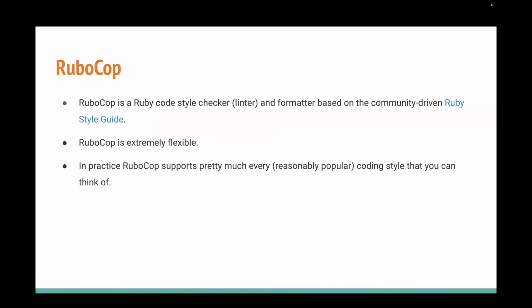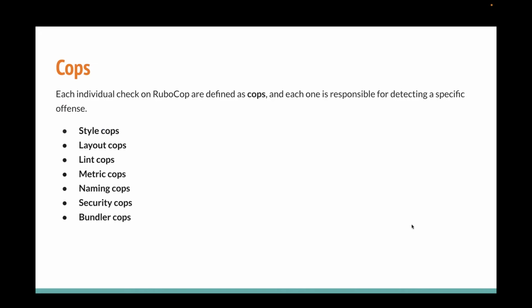The version was 1.36.0. Rubocop is really flexible. You can configure Rubocop in the configuration file through different configuration options. You can customize it in your project according to your team's needs. In practice, Rubocop supports pretty much every coding style that you can think of. It officially supports runtime MRI 2.6+, JRuby 9.3+, and so on. Now let's talk about the cops.